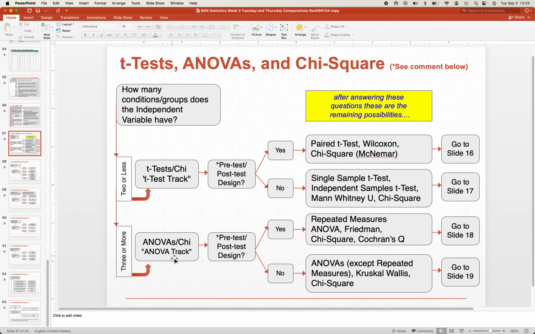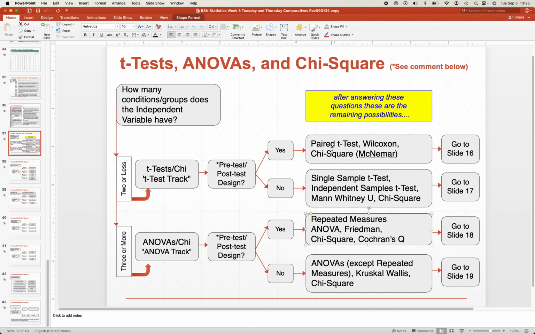If we have 3 or more conditions being compared in the independent variable, we then also have to ask if it's a pre-test, post-test design. If it is, we'll use the repeated measures ANOVA, the Friedman's, or the chi-square, Cochran's Q, or all the tests in this group. If it's not a pre-test, post-test design, then we simply use one of the ANOVAs. If it's not scale data, we use Kruskal-Wallis. If it's nominal data, we use chi-square.